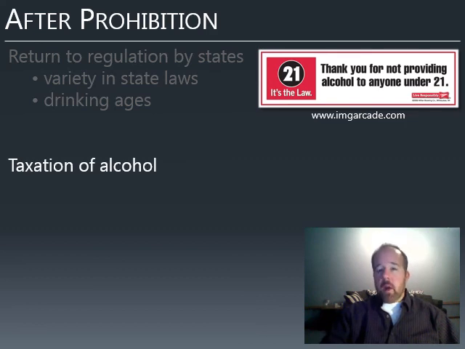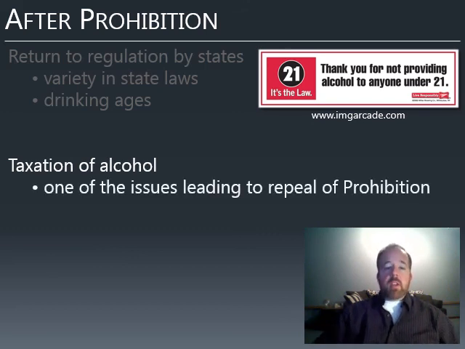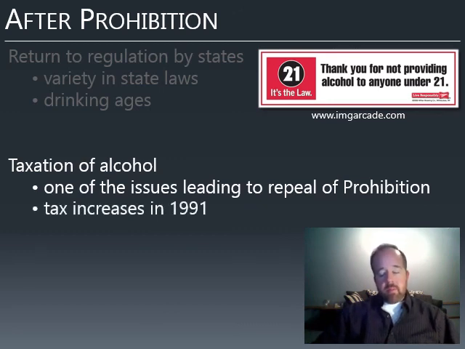And of course, the taxation of alcohol is an interesting issue. This is actually related to one of the possible paper topics coming up for your second paper. This is thought to be one of the issues that led to the repeal of prohibition. Suddenly the government was missing out on this big revenue source. If all the alcohol was being produced and consumed in an underground fashion, they couldn't tax the sale of alcohol anymore. So you had groups that were advocating the repeal of prohibition in order to increase tax revenue.